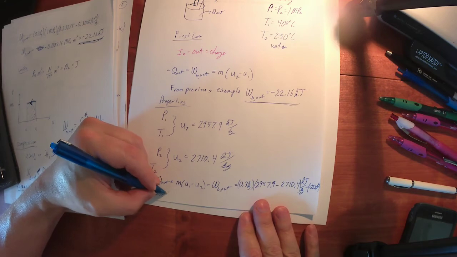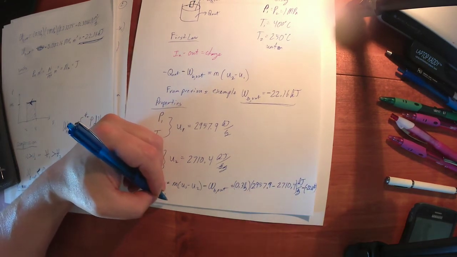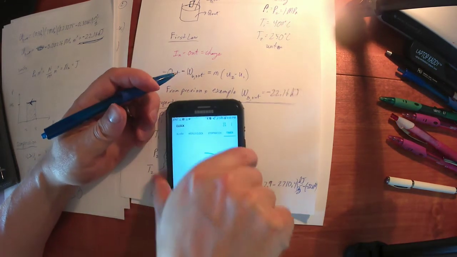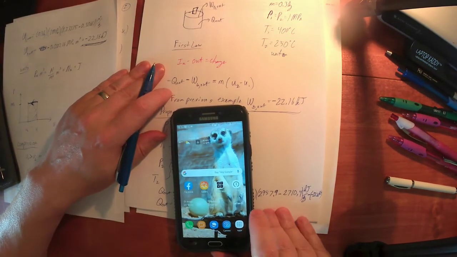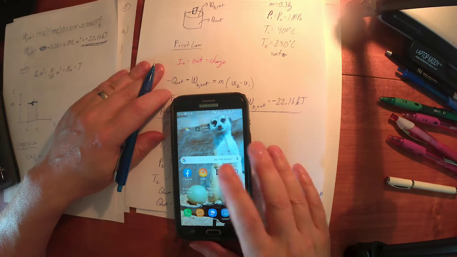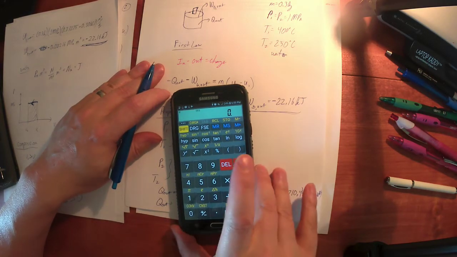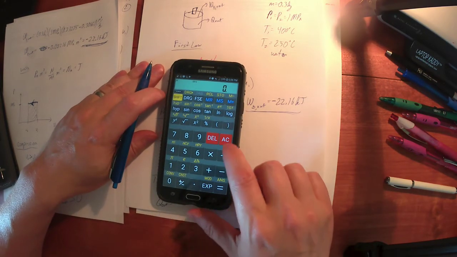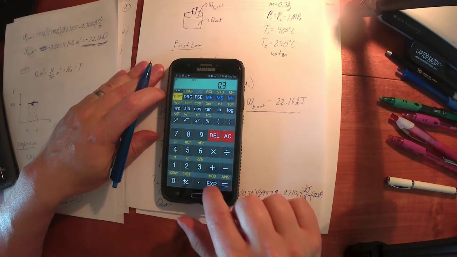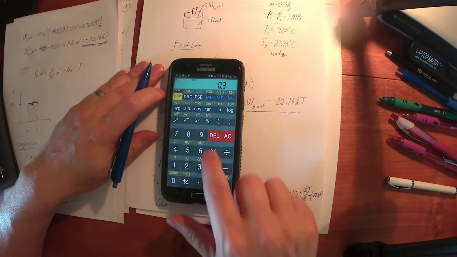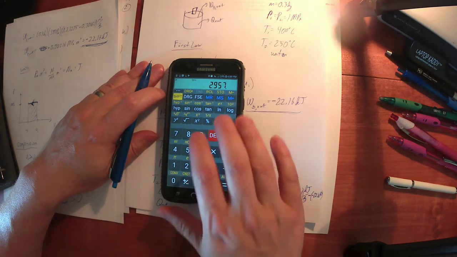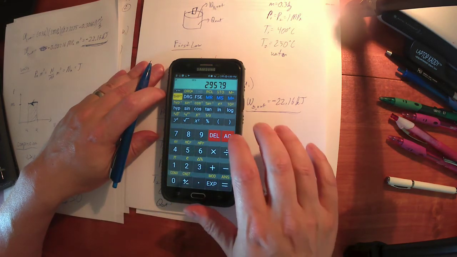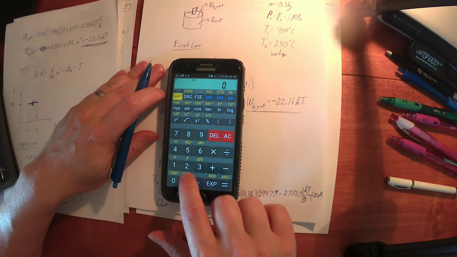Q out is equal to, now let's just do this quantity. I got about 5 minutes. We got time. Let's make sure I'm on the screen. I'm not getting a glare. Awesome. Okay. So let's write this out. We got 0.3 kilograms times 2957.9. Now, let's do the inside first.